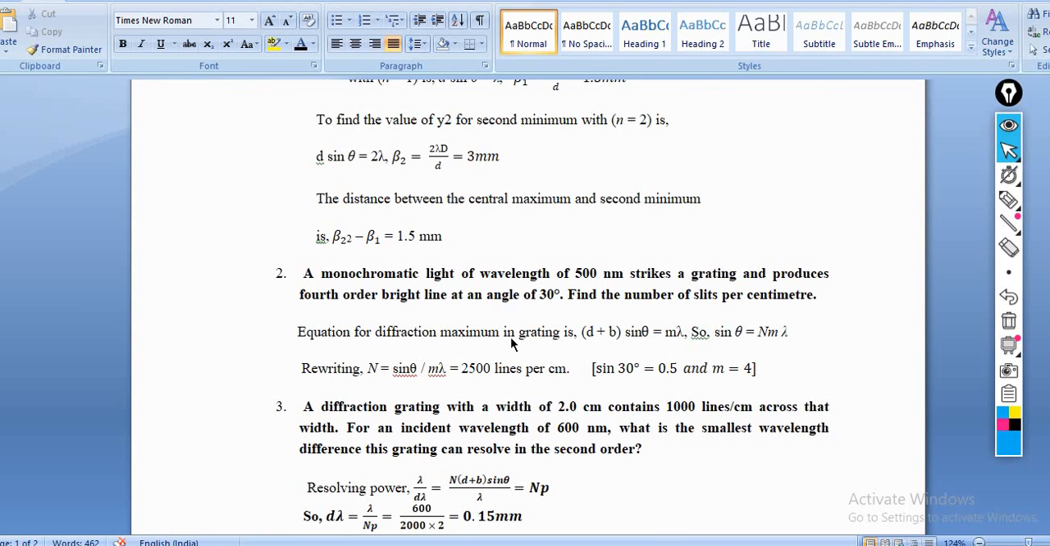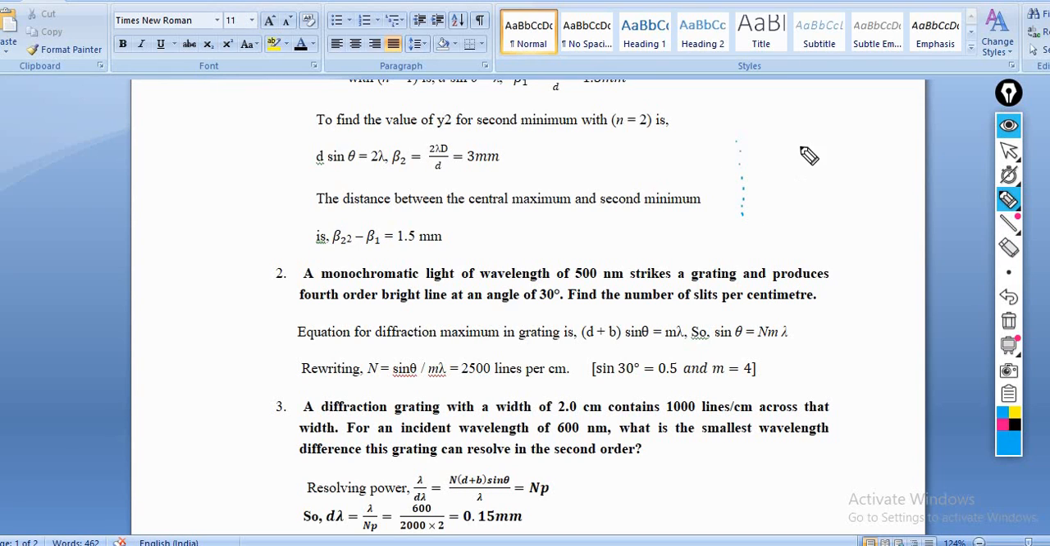Problem number 2. The monochromatic light of wavelength 500 nanometer strikes a grating and produces a fourth order bright line at an angle of 30 degrees. Find the number of slits per centimeter. So first you have to think about a grating. Grating means N number of slits are there. We need to find the number of slits per centimeter.